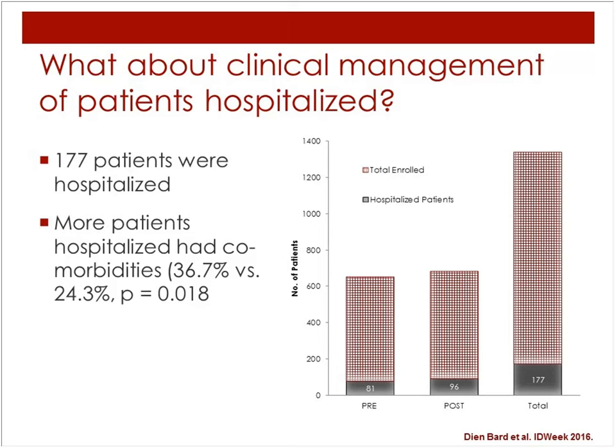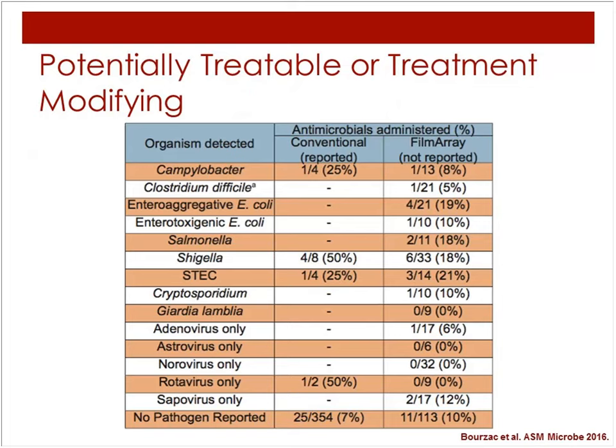in the post-intervention group. Not surprisingly, the patients that were hospitalized had more significant comorbidities overall compared to the patients that were discharged, at a difference of about 12%. So in line with what we wanted to analyze in hospitalized patients, this slide here is just preliminary data that was presented on the pre-intervention group at ASM Microbe in Boston.